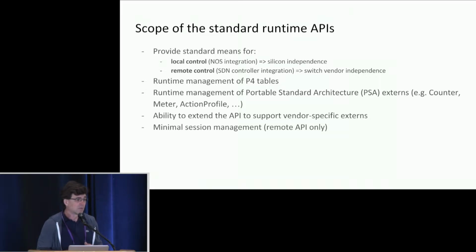We think that we want to define two flavors of API. One is a local API, and the purpose of the local API is to allow applications that run directly in the switch to control the P4 pipeline and to manage the P4 pipeline. This provides SDK independence and silicon vendor independence. We also want to define a remote API, for example, an RPC API, with the intent of being able to manage full switches that a vendor might give you, and also this provides independence from a switch vendor.